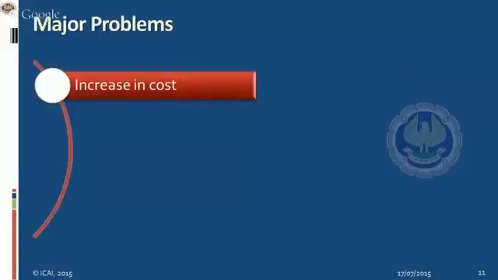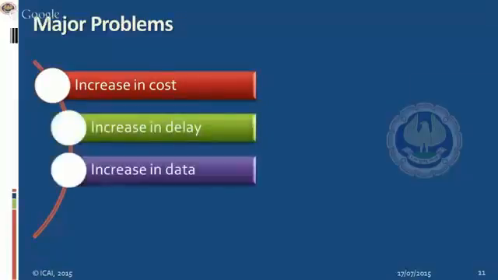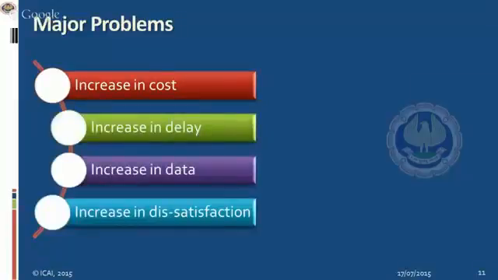So the basic problem in case of a decentralized system is increase in cost, increase in delay, increase in data, and increase in dissatisfaction of everybody. The stores department, the production planning, the HR, the production floor, vendors, accounts, finance, each and every department will be dissatisfied due to miscommunication or non-communication at all.